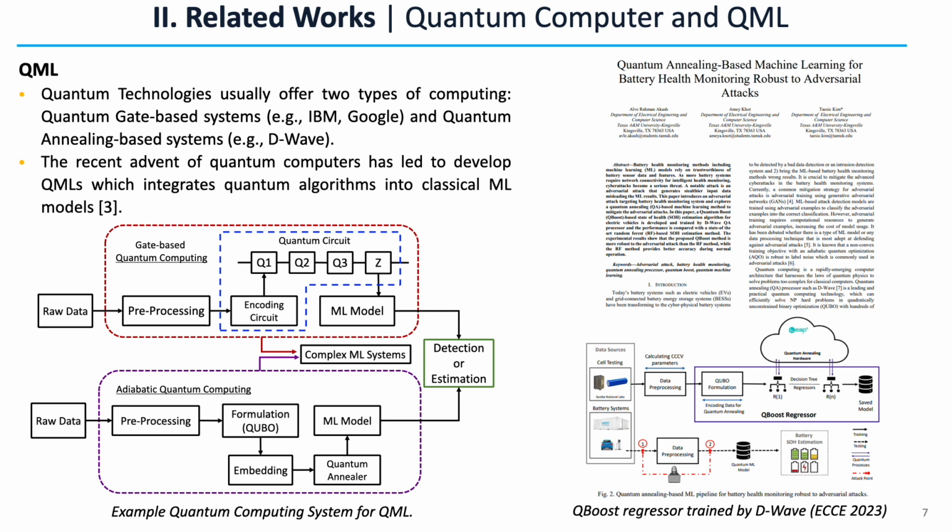On the left, we show Texas A&M University Kingsville's previous work on quantum annealing-based machine learning, where with an admirable amount of accuracy, we got a very robust algorithm which is less susceptible to adversarial attacks.